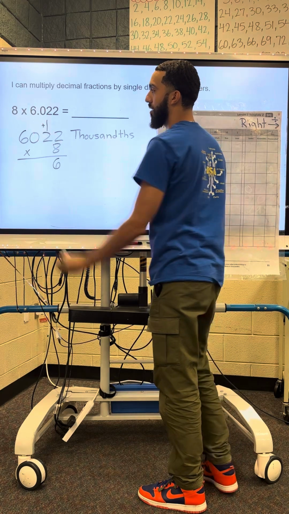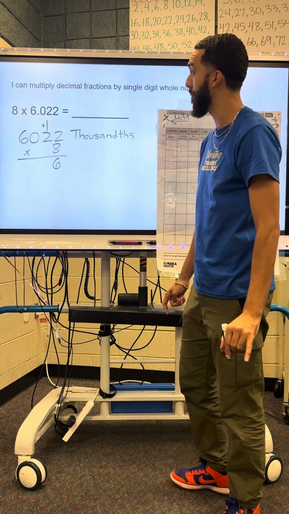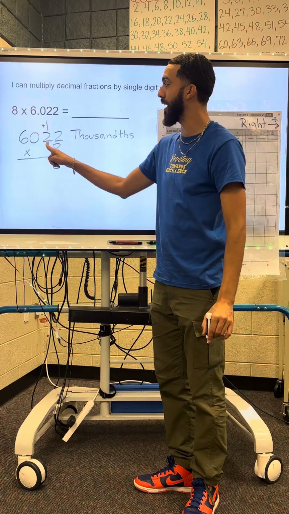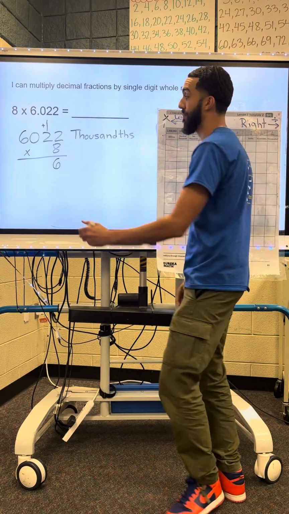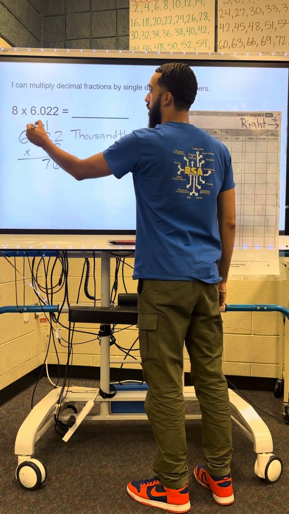Don't forget that plus. It's very, very helpful for a 5th grader. Next is 8 times 2, which you know is 16, plus 1, 17. 7 on the floor, 1 next door.